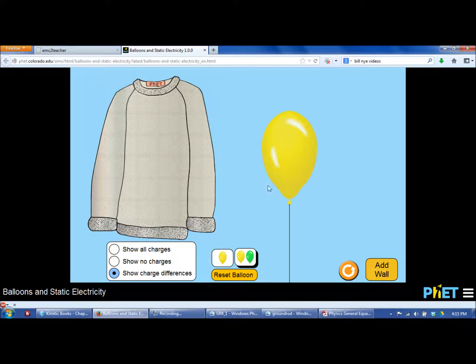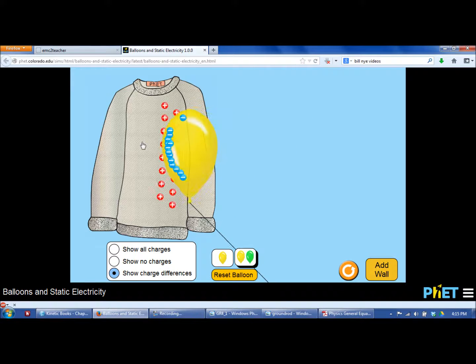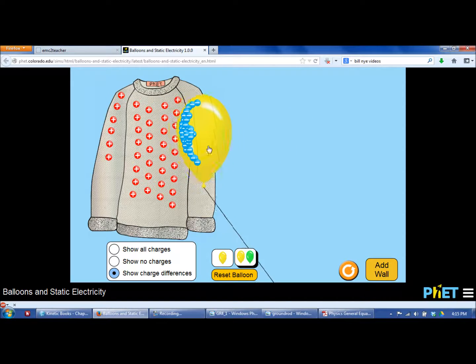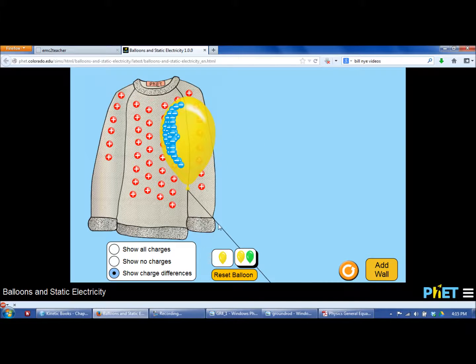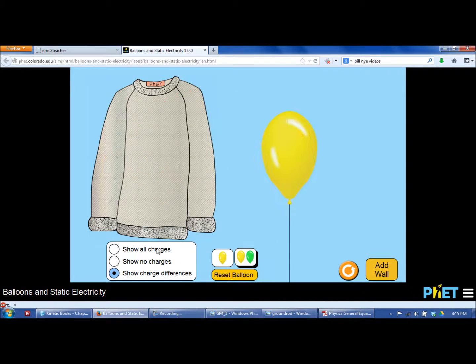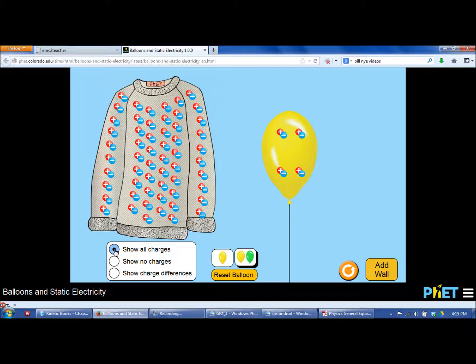Well, what's happening here is that we're going to rub the charges from the sweater onto the balloon, making the balloon negative and making the sweater positive. And that is why they are actually attracted to each other. What we've done is we've actually charged both the sweater and the balloon by contact and by friction. Of course, these don't start without any charges. There's a whole vast array of charges on both.